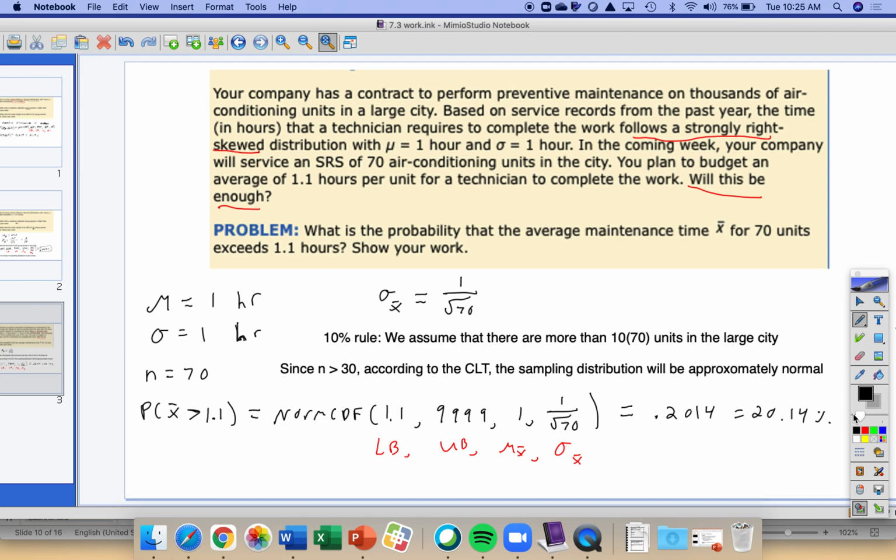And that just means that there's a 20% chance that the average maintenance time for the 70 units exceeds 1.1 hours. Now, if I am the person who is in charge of this, I would think that that probability is too high, and you should probably budget for more than 1.1 hours, because there's still a 20% chance that your average is higher than 1.1. But that's just me. I'm a math teacher. I don't handle company decisions. Okay? And this would be your full answer, checking both conditions in order to use this formula and the normal CDF.